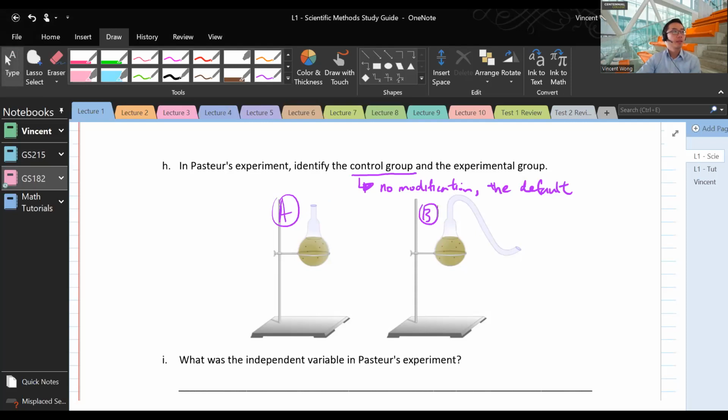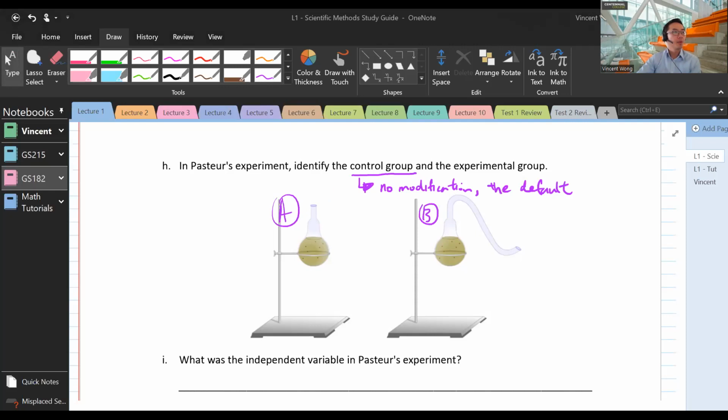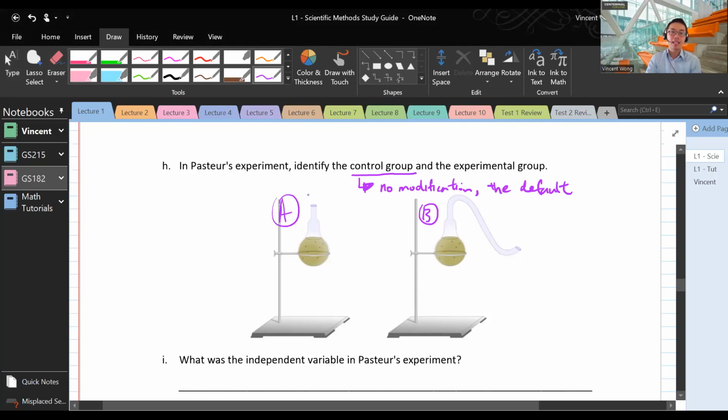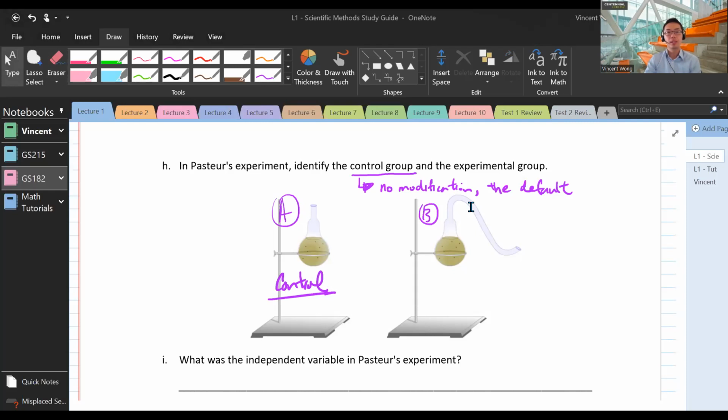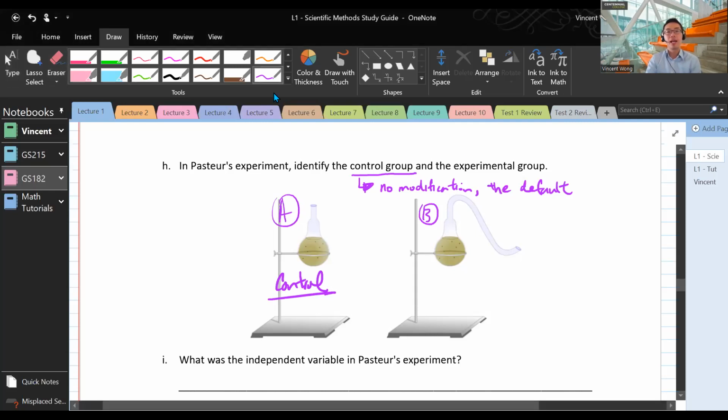Okay. Anyone else? We have like 19 people who responded. Very good. More people chose A than B, and A is the correct answer. The control group has no modification, right? So he did not attach anything special to the flask. So therefore, this is the control. The one that has the swan neck, this one is going to be the experimental group.